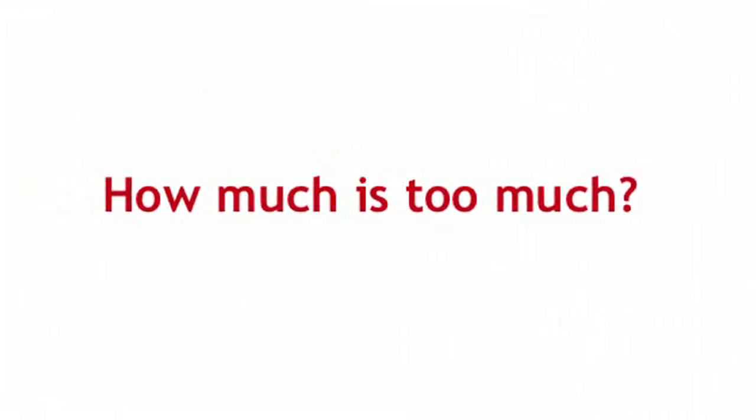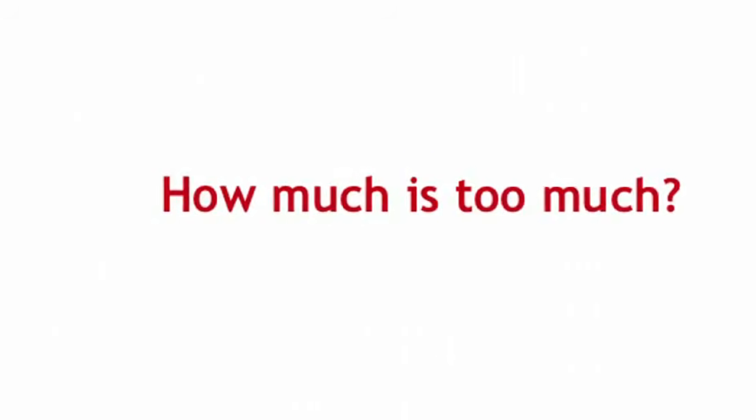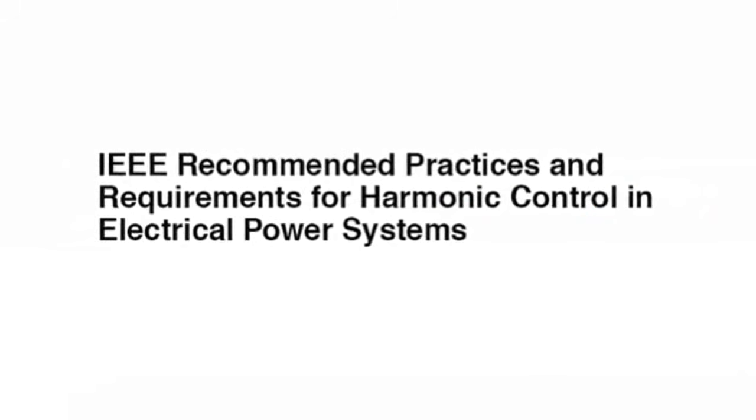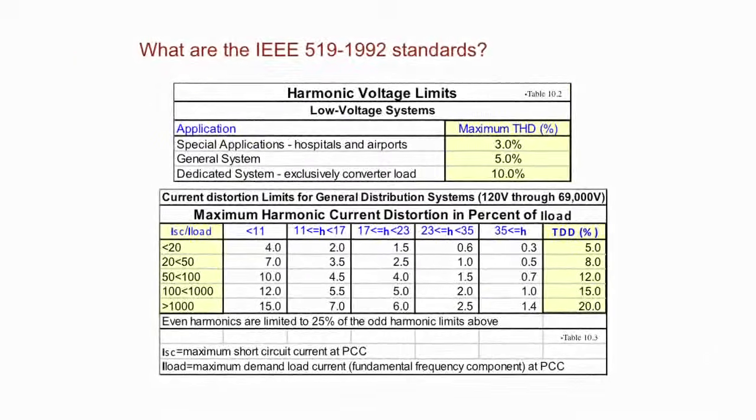So how much is too much? There's a governing body or a suggestion from IEEE 519 that gives recommended requirements for harmonic control in electrical power systems. I'm sure you've heard of 519. IEEE 519 is the standard we use in the industry. If I pull this out of the standard from 519, this is the 1992 standard. It hasn't changed. These two tables.